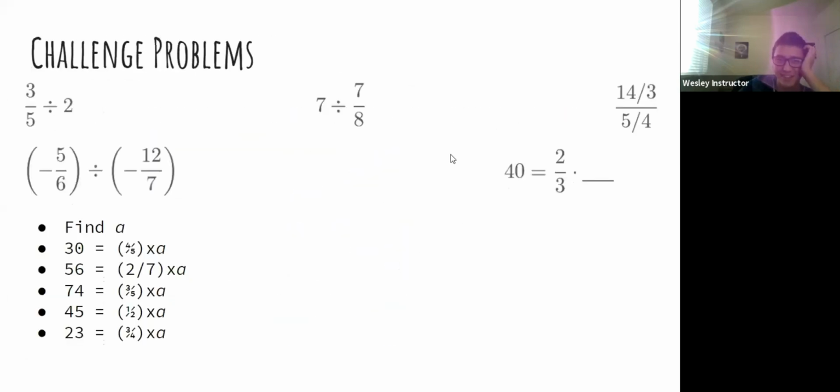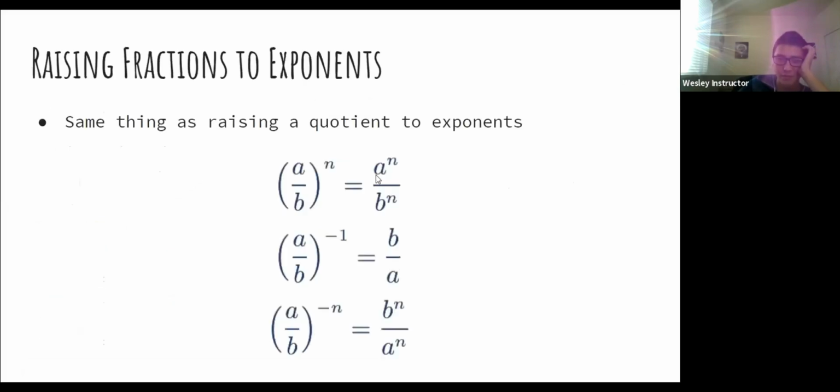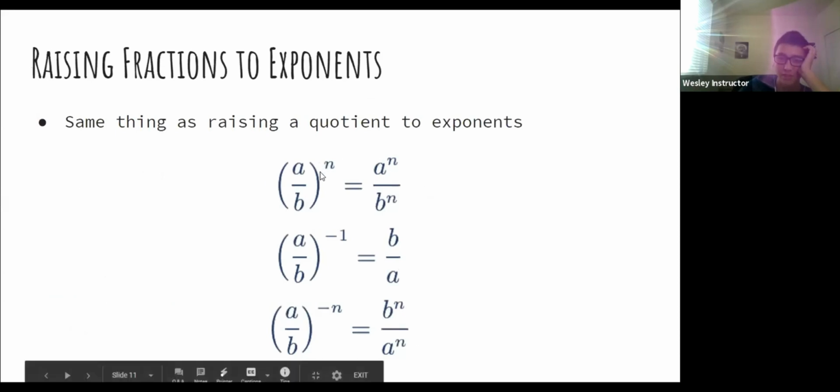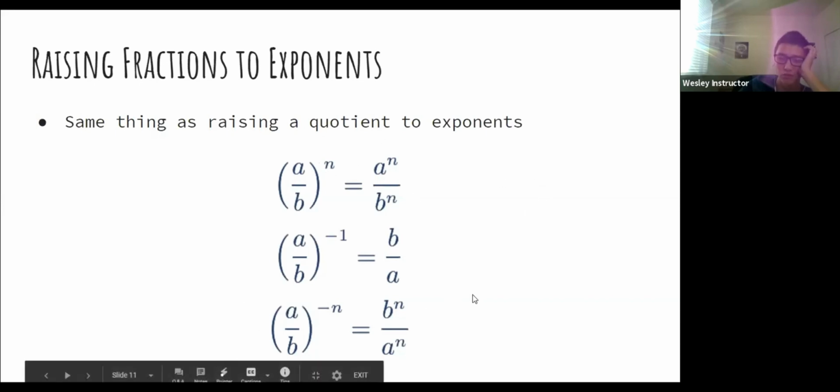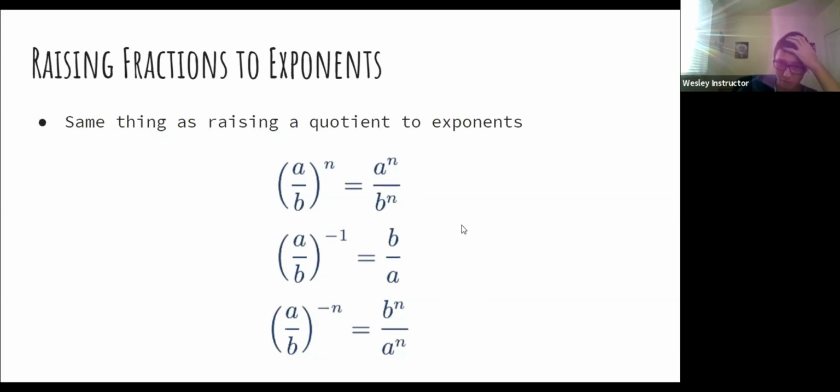All right, so let's continue. Raising fractions to exponents. We already covered this in the exponent unit. This is the same thing. A over b to the n is a to the n over b to the n. These are all the same rules. I don't know why the book covers it twice, but I'll just put it here as a reminder. So same thing as raising a quotient to exponents. Fractions are basically quotients.